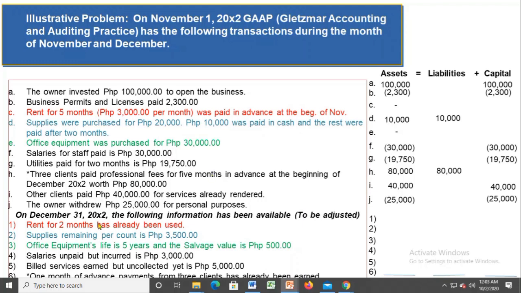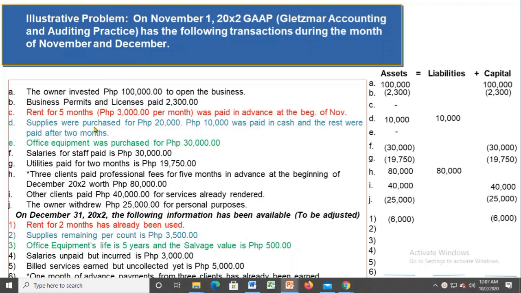Transaction number 1 is directly related to transaction C above. It states that the advance payments for 2 months was already used. So since the monthly rent on letter C is 3,000 per month, then you multiply it by 2 months, then we have 6,000. So you need to deduct your assets with 6,000, specifically the prepaid rent account, and then you're gonna deduct also the capital because they are already considered as expenses.